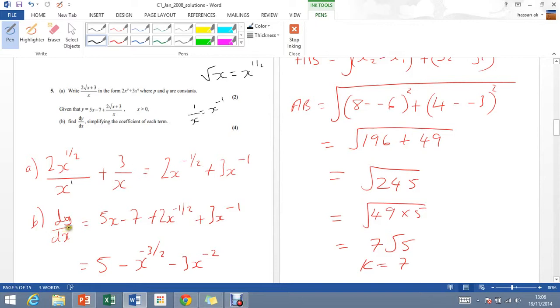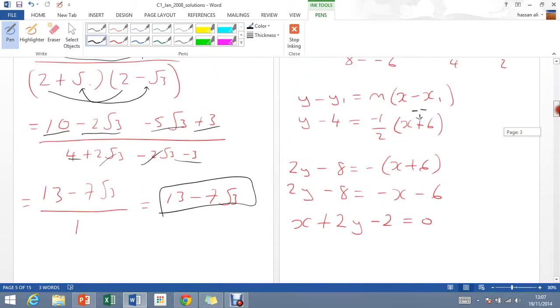For part B, you work out dy dx. So now you worked out this solution here, you already put it in this format to make it easier for you. So when we differentiate 5x, it becomes 5, minus 7 goes, because it's a number there. So when you times minus a half by 2, which will give you minus 1, and then take away 1 from here, which will give you minus 3 over 2, times that by 3, positive 3, to give you minus 3x to the power of minus 2, because I've taken 1 from there. Okay, and that should be your final answer.